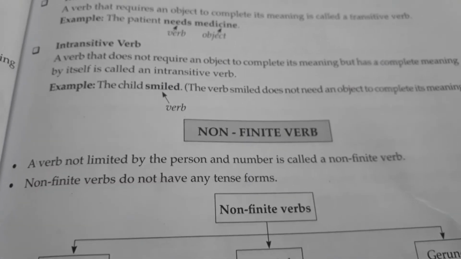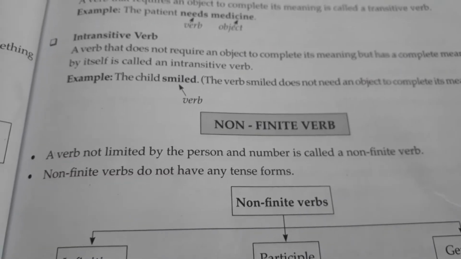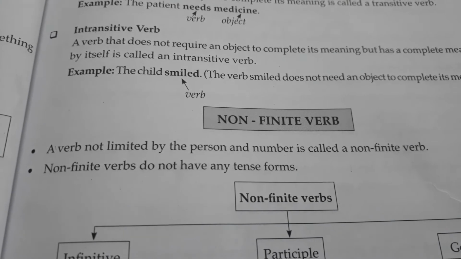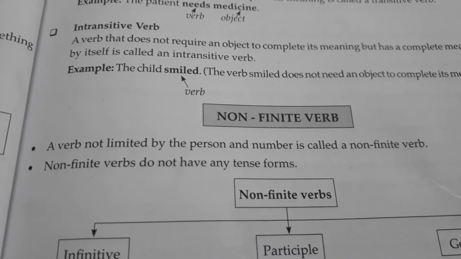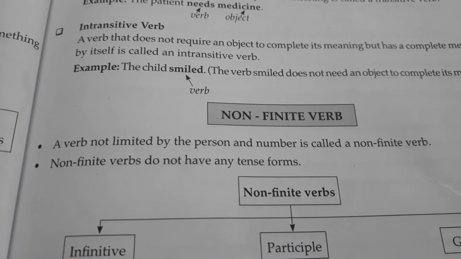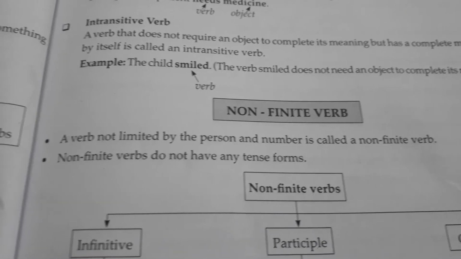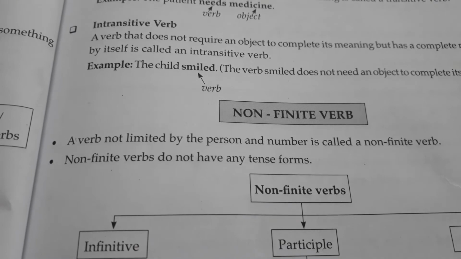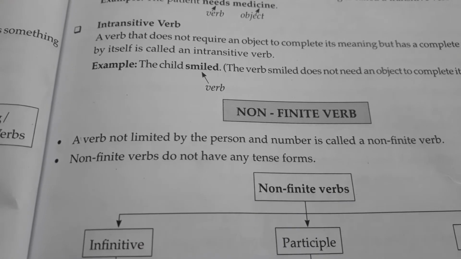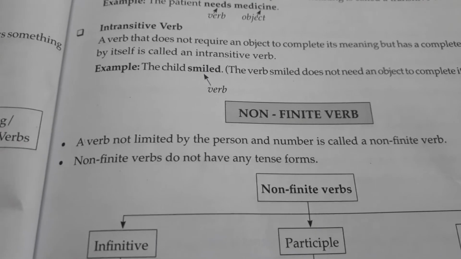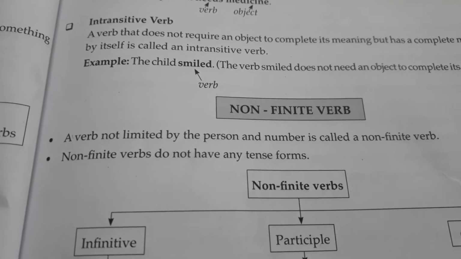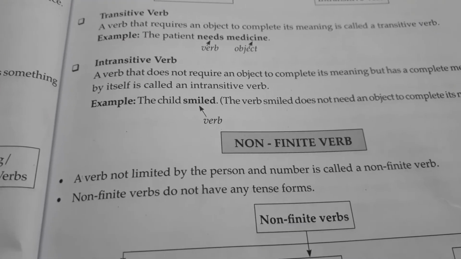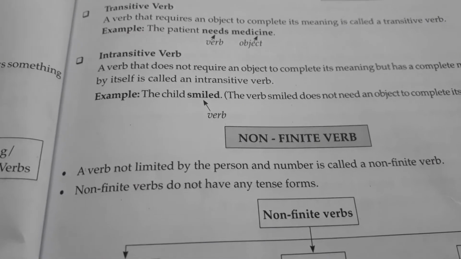See the example for an intransitive verb. The child smiled. In this sentence, the child is my subject and the action done by the child is smiled. So smiled is my verb and it is an intransitive verb because there is no object mentioned in the sentence and the sentence is complete in its meaning. So this is the difference between transitive and intransitive verb.